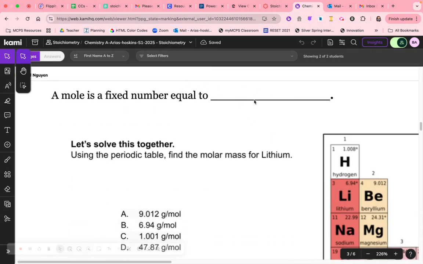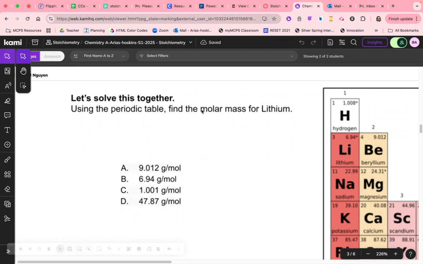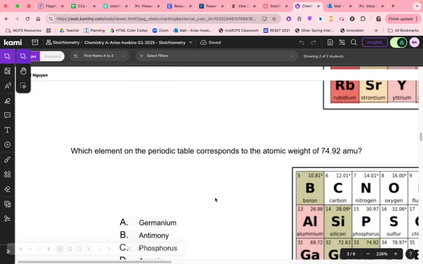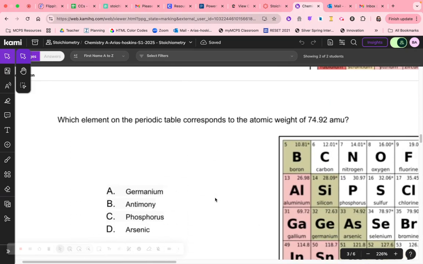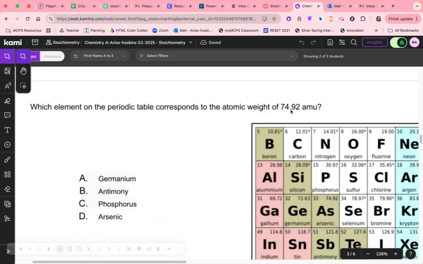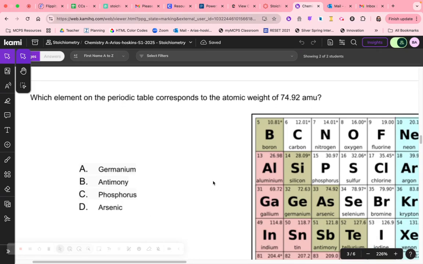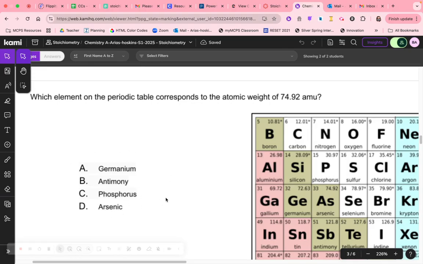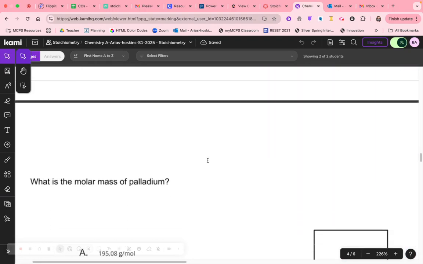Don't worry about this part. You don't need it right now. But it's asking you for the molar mass of lithium. If you look at lithium in here, it says what? The molar mass is the same thing as the atomic weight, the same thing as the atomic mass. That number, you're going to put it in here. Circle the number. Now in here, you have to find the element. So if it's telling you that the atomic weight is 74.92, go ahead and find it in here. Which one has a 74.92? And then you're going to circle the element, okay?